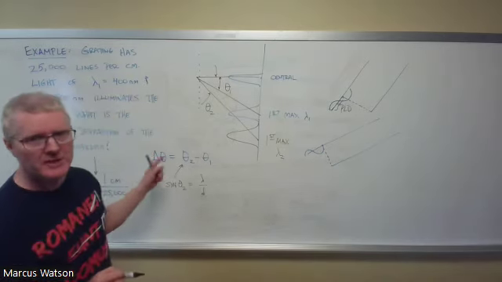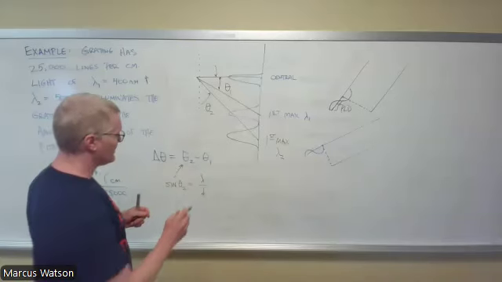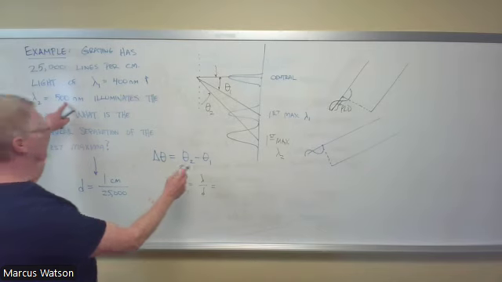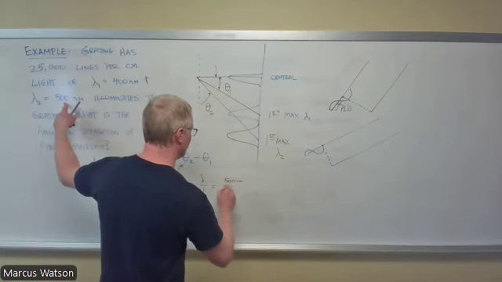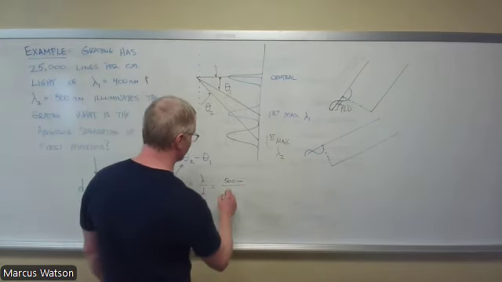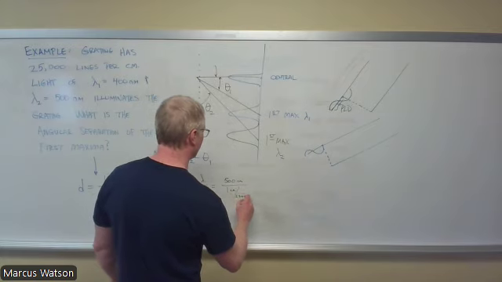And then all I have to do is arc sine both sides, and I'm going to get the angle for these. Okay, so for lambda 2, theta 2 is lambda 2, and lambda 2 is 500. So this would be 500 nanometers divided by d, and d is 1 over 25,000 centimeters. 1 centimeter divided by 25,000.